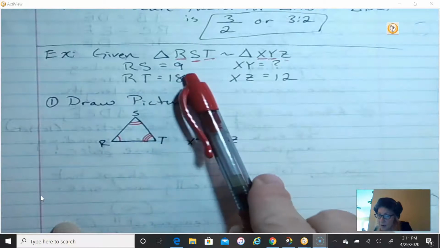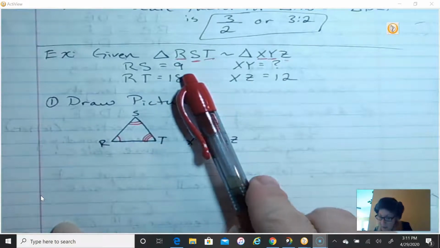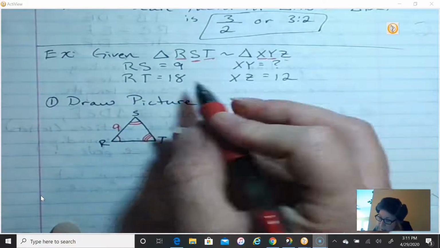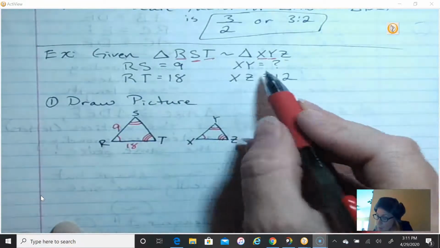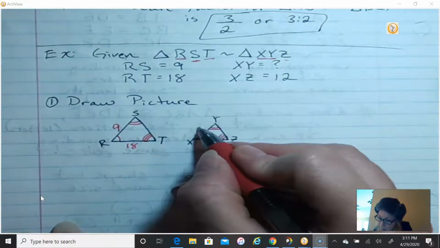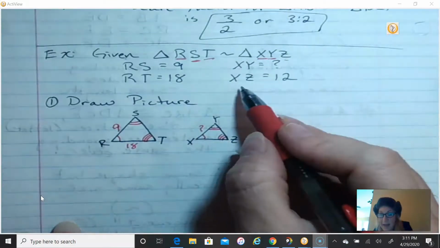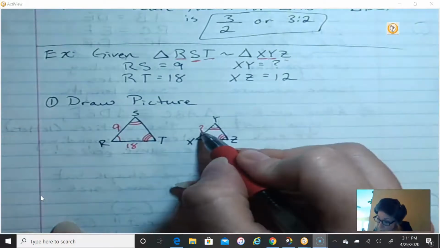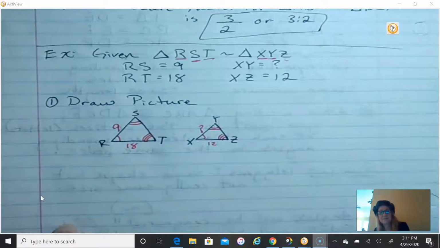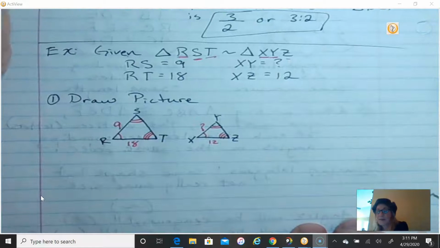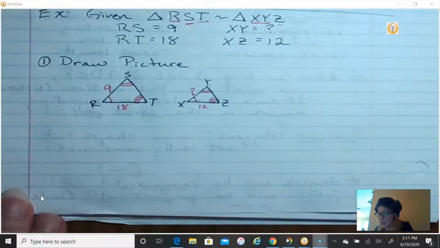They said that RS is 9. RT is 18. We don't know what XY is. That's our question mark. And XZ is 12. Okay, so there it's starting to take shape as to what you do.